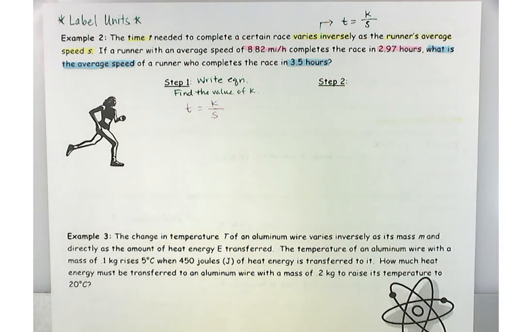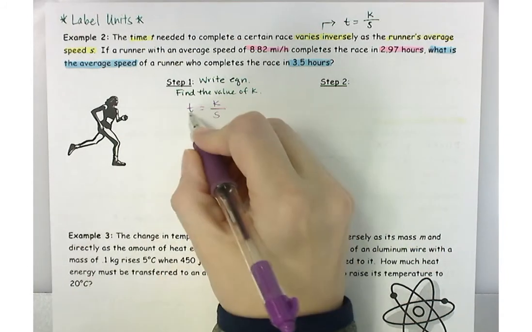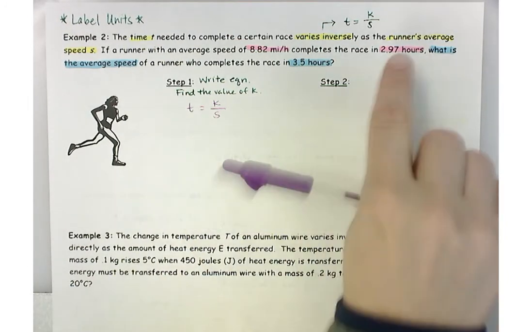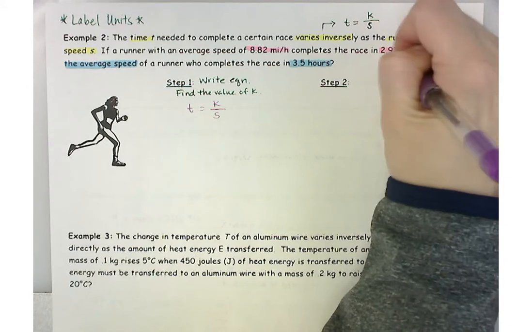All right, whenever you're trying to solve for the variable on top, you have to multiply both sides by your denominator.